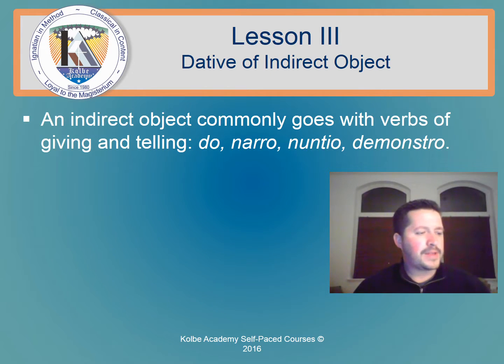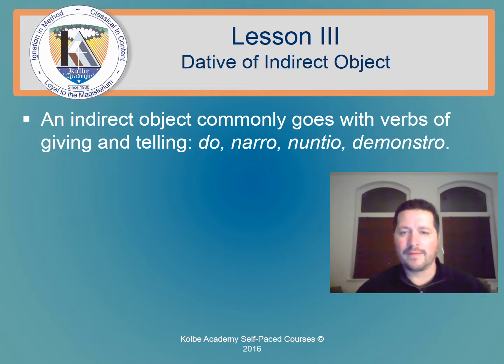Okay, this is basically what's said kind of in the middle of page 15, and it's very obvious. An indirect object commonly goes with verbs of giving and telling. So you say, I give the horse to the farmer. I told a story to my mother, or something like this. I announced the news to the legate. I showed the plan to Caesar. Do, give, narro, tell, nuncio, announce, demonstro, show.